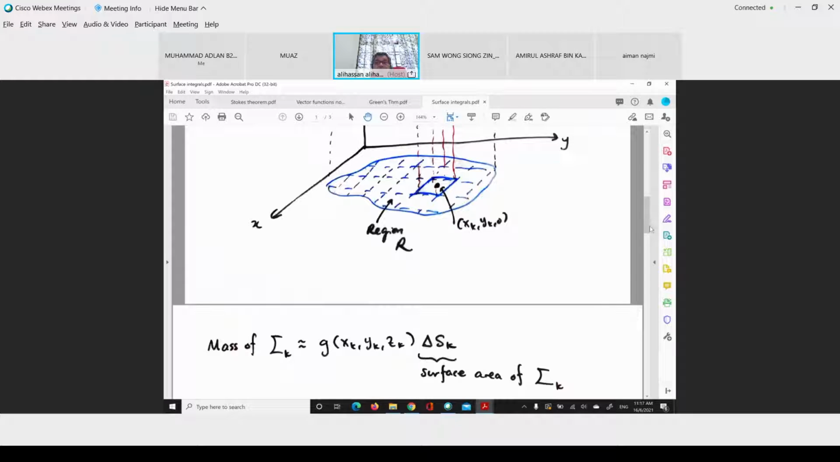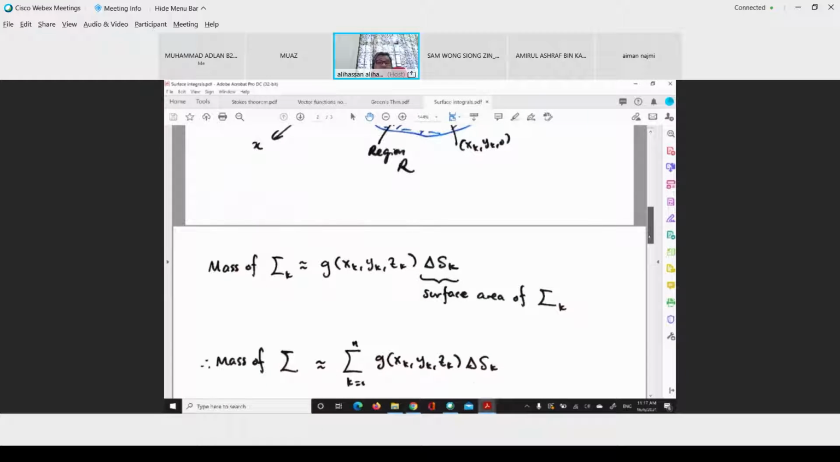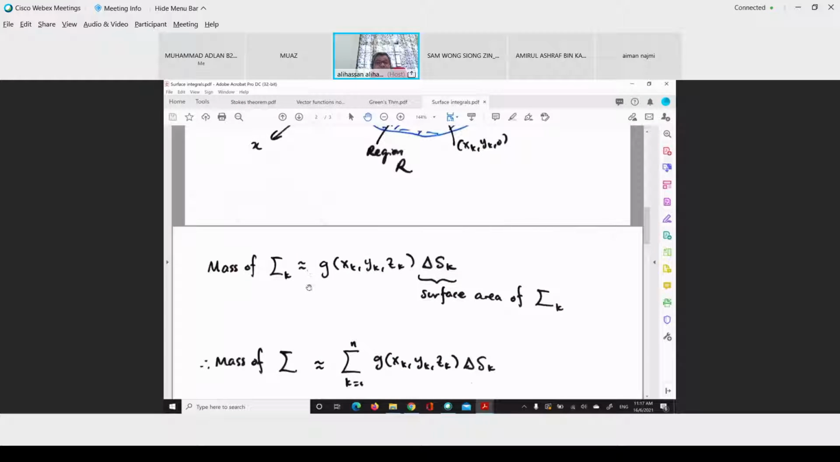So to come up with a better and better estimate, the total mass of the surface sigma is approximately equal to the sum of the approximation of each mass of sigma k, running from 1 to n. Suppose we partition the surface into n partitions. So we determine the approximation of each mass of the partitions. So the total mass of sigma is approximately equal to the sum of the approximated mass of the partitions sigma k.